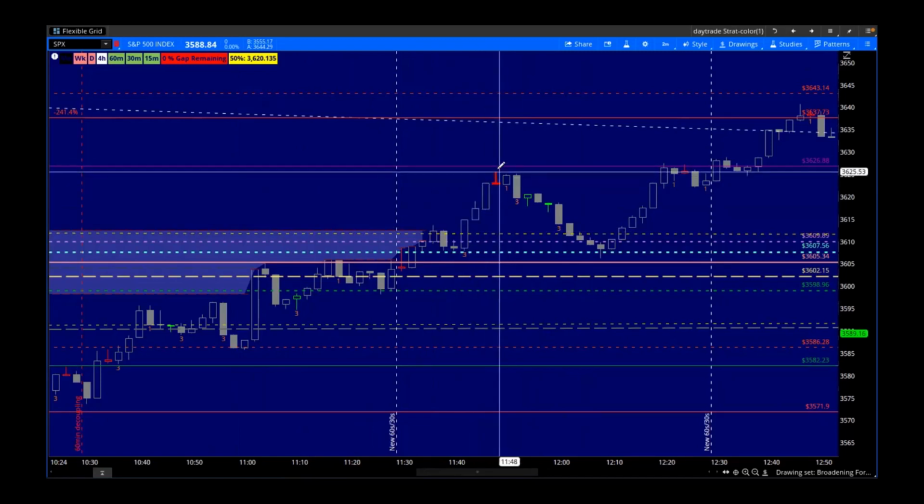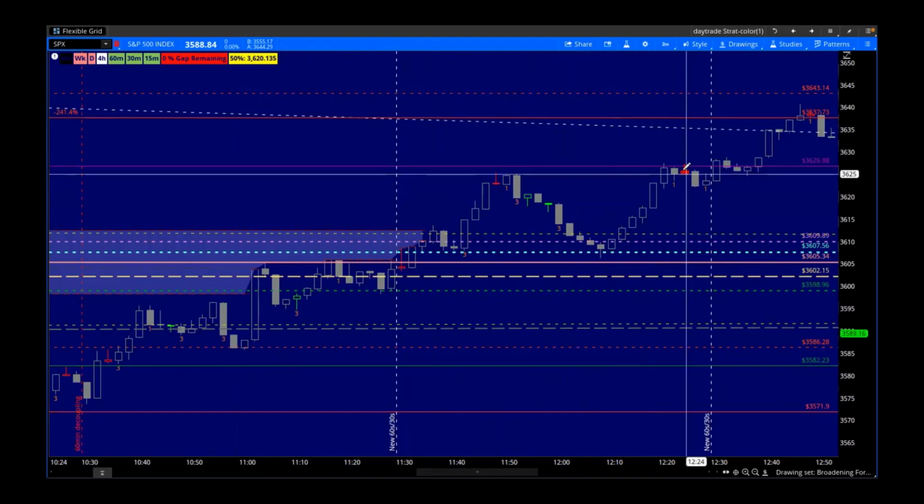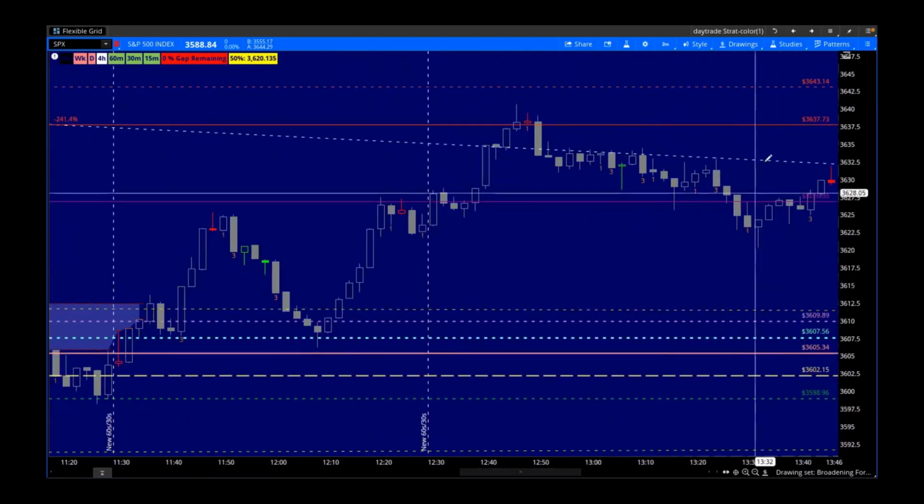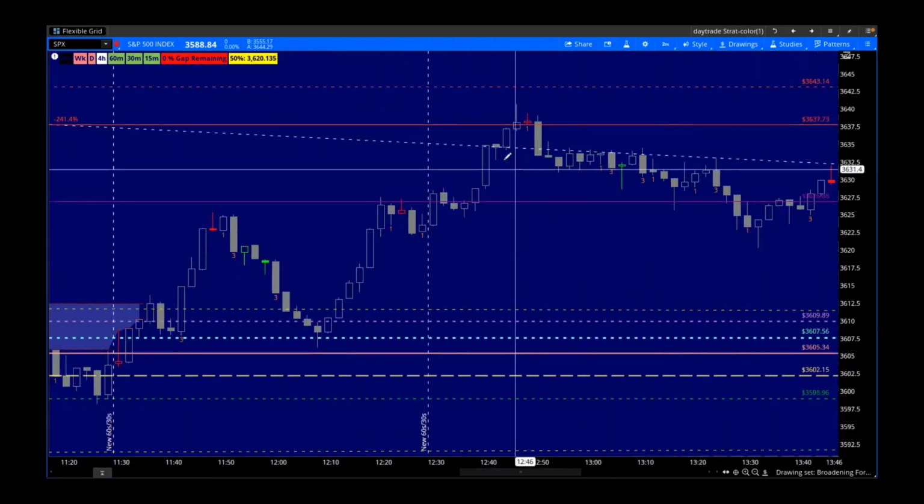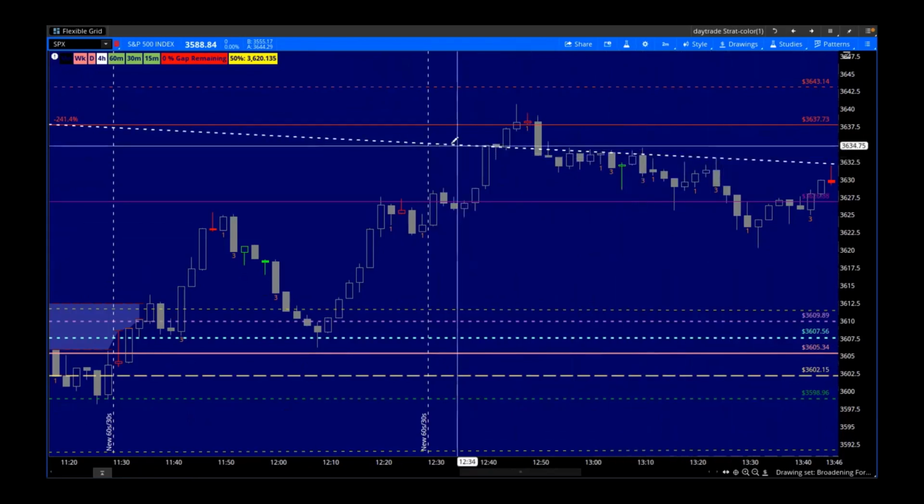And then it pops up, boom, comes back down inside, and then pops right back up to the first target that we want to start looking at for that target the other side. And then it popped up and hit a second extension target up here at the 36.37. And you have another broadening formation right here.